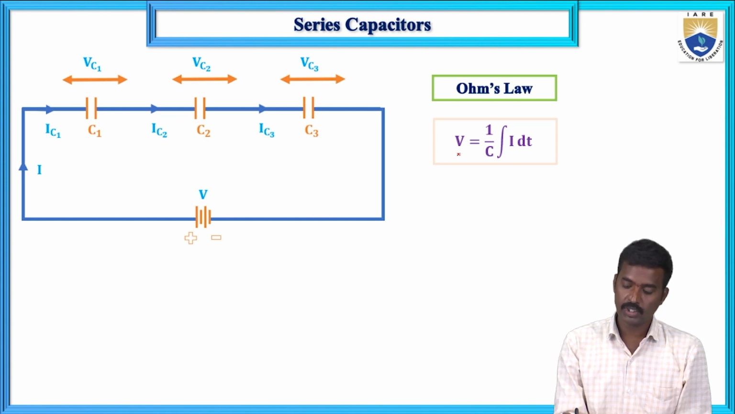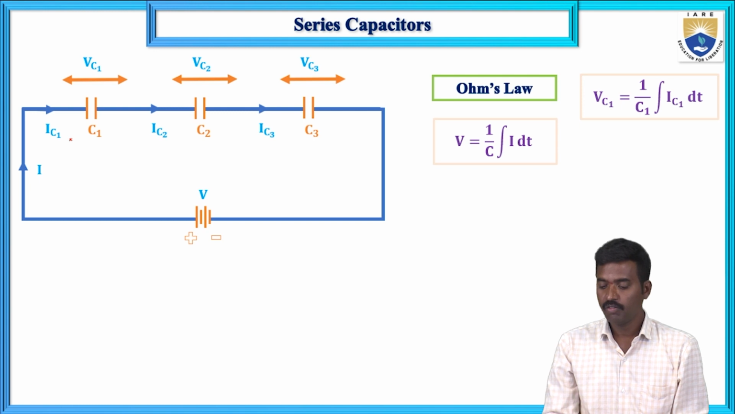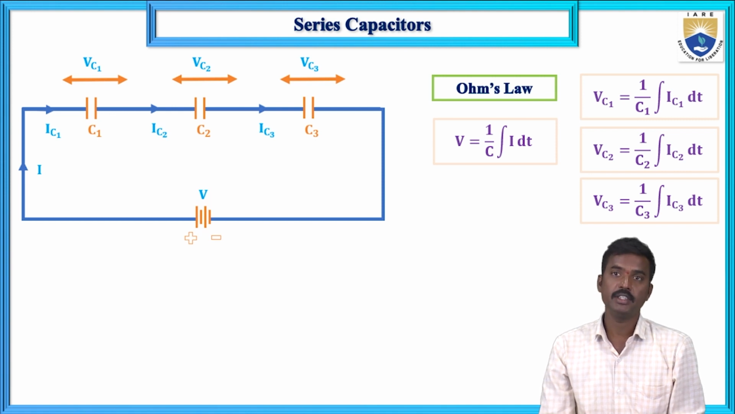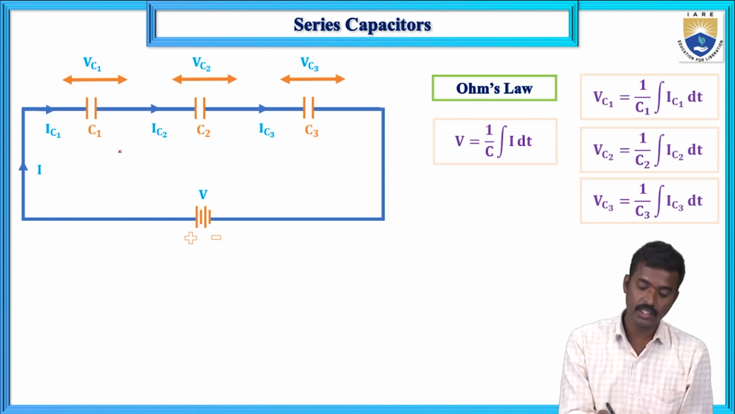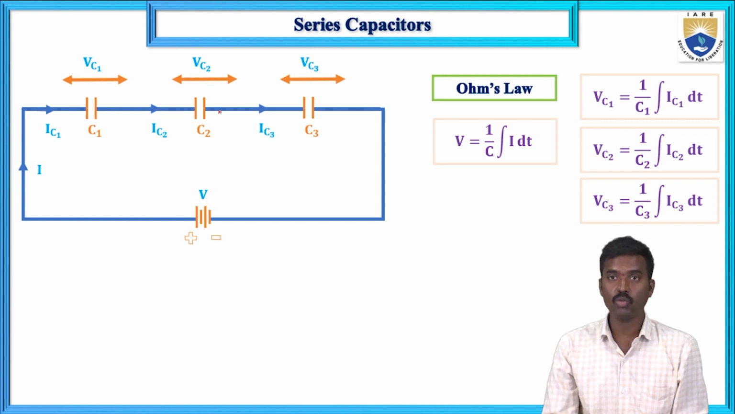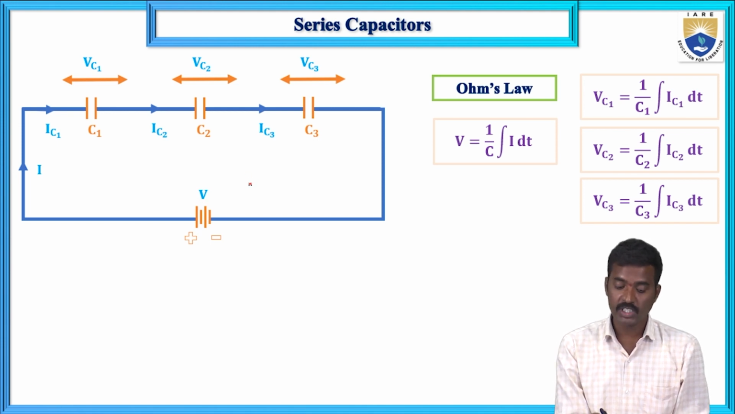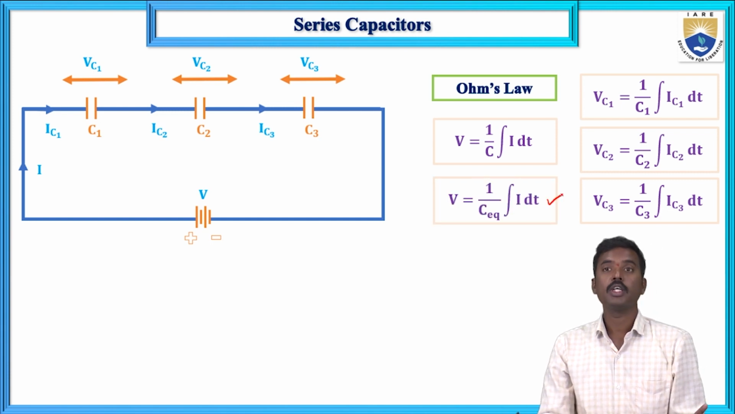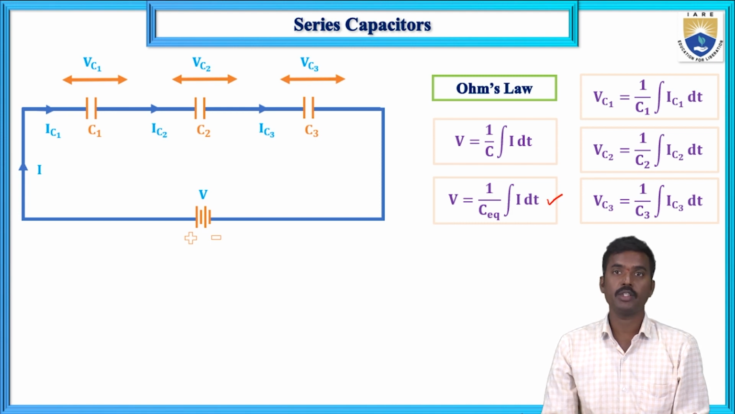So for this particular case, the voltage-current relation: VC1 equals 1 by C1 integral of IC1 dt, VC2 equals 1 by C2 integral of IC2 dt, VC3 equals 1 by C3 integral of IC3 dt. Now if you consider these three capacitors as a single equivalent capacitance, that is C equivalent, then V equals 1 by C equivalent integral of I dt. So this is one formula.